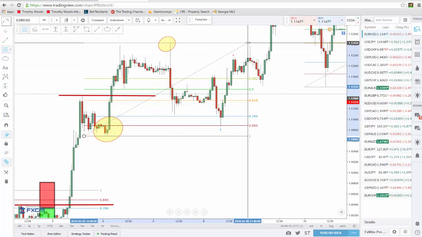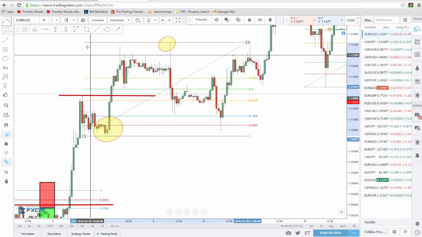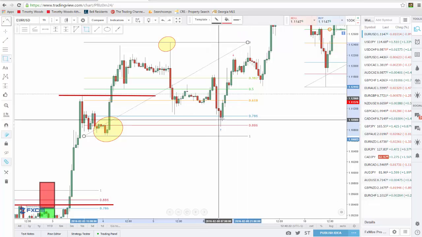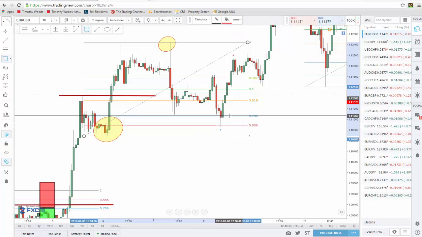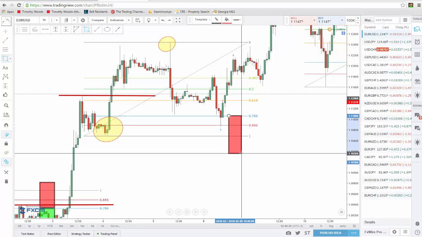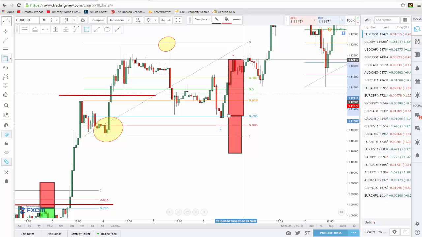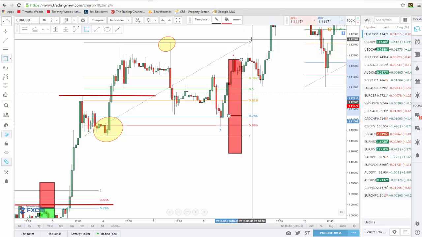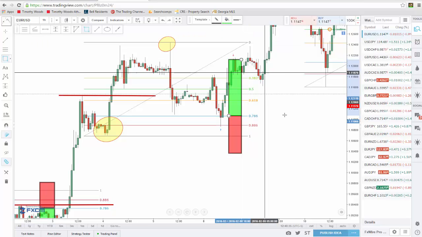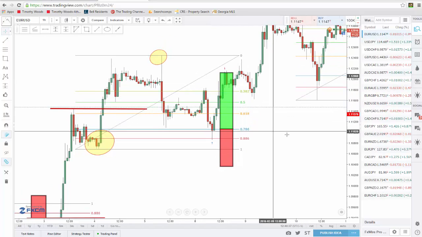A 786 retracement, which we got right here, and we take our stops down here below previous structure, targets up at the bodies of the previous candles. That's where I take targets. And as you can see, we actually had a nice win on this trade.